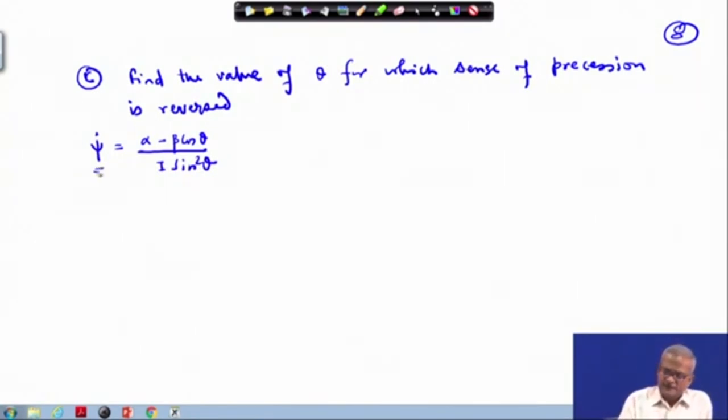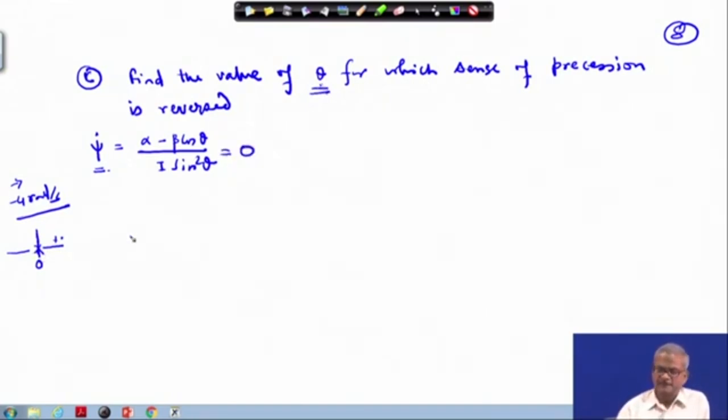Okay. When the sense of precession will reverse, earlier this was negative, okay, minus 4 radian per second right in the beginning. So, once it reverses, it means at the point of reversal it is negative and then it will become positive, so somewhere it is crossing the 0 value. Okay. So, the corresponding theta value can be found out by setting psi dot equal to 0. So, at this point after this the psi value will reverse, and then solve it.